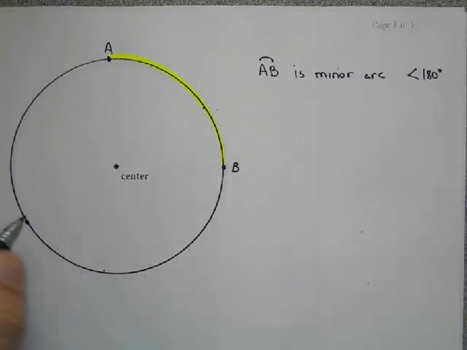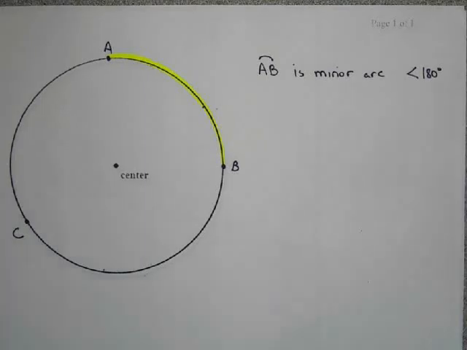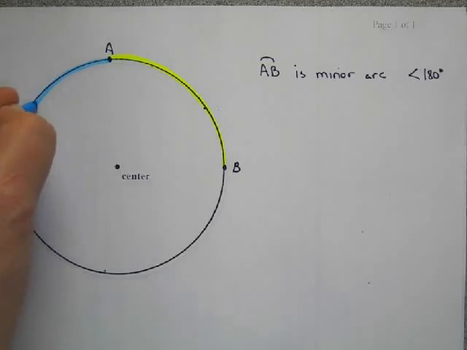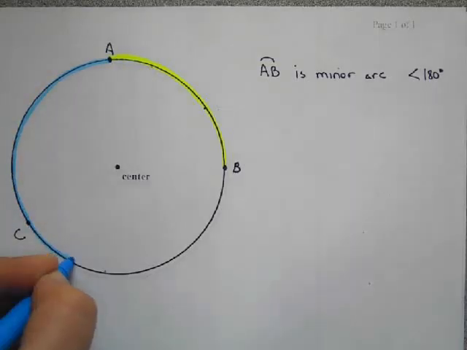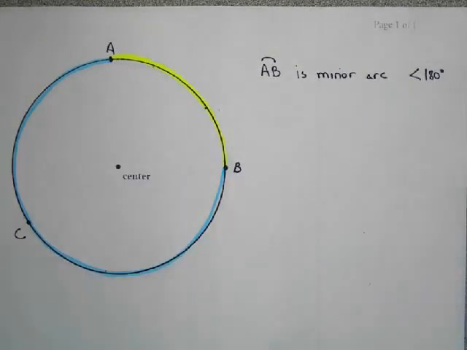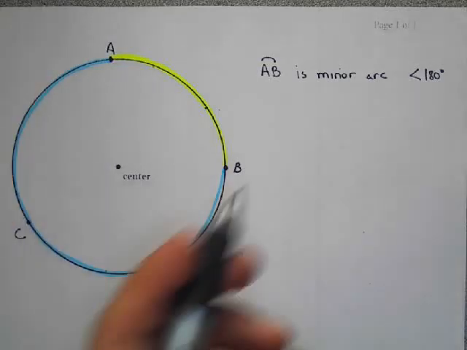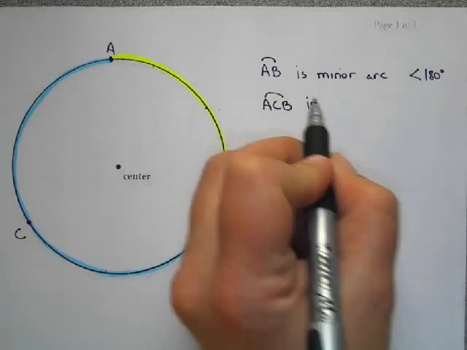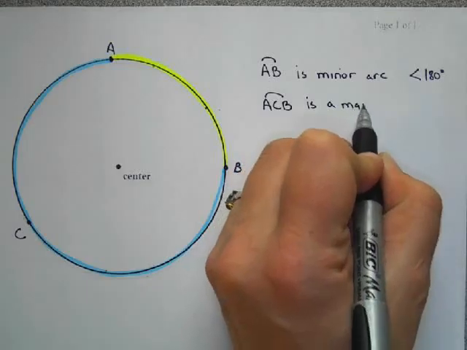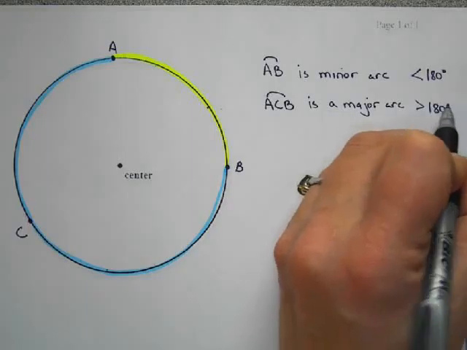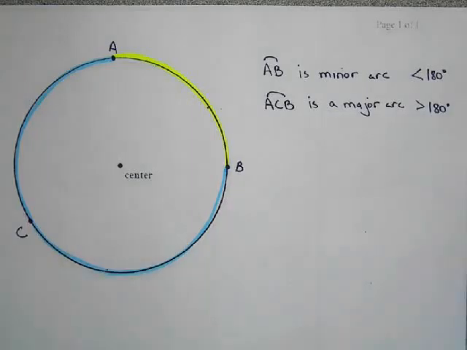If I were to put another point here, C, and I highlight from A to B, but I go around the other way, so I'm going around the majority of the circle, majority, major. So I can name a major arc with 3 letters, so that tells me exactly the direction I'm going around the circle. So arc ACB is a major arc. So greater than 180, so more than half the circle.